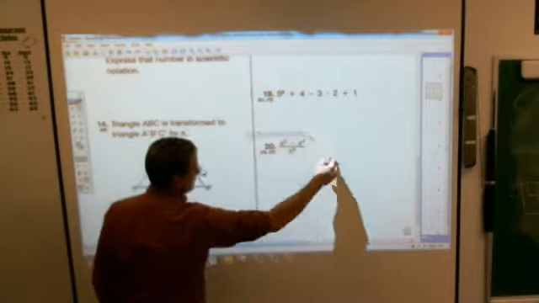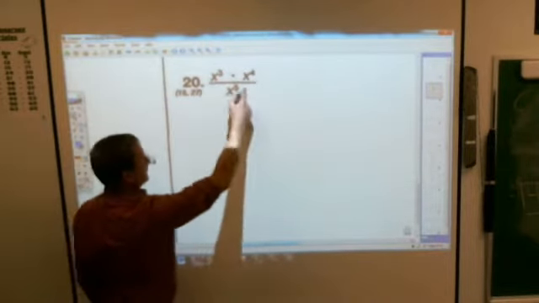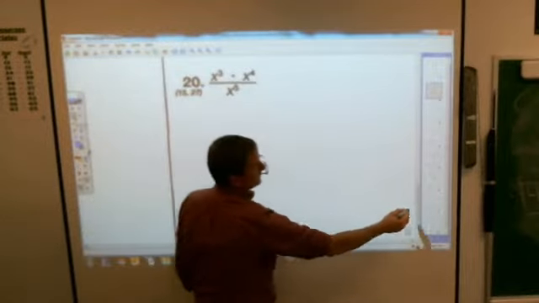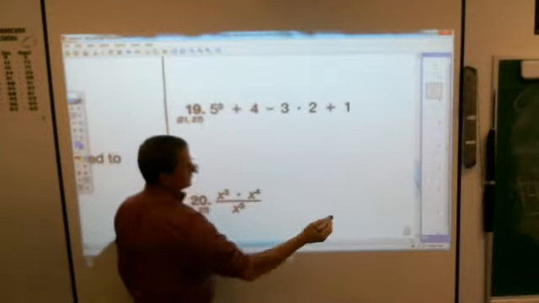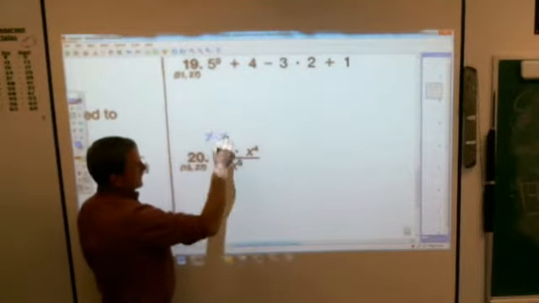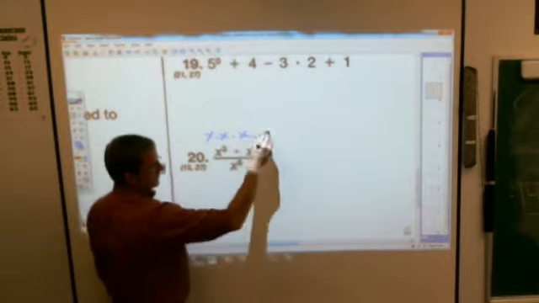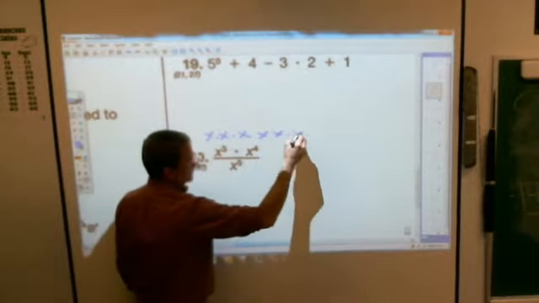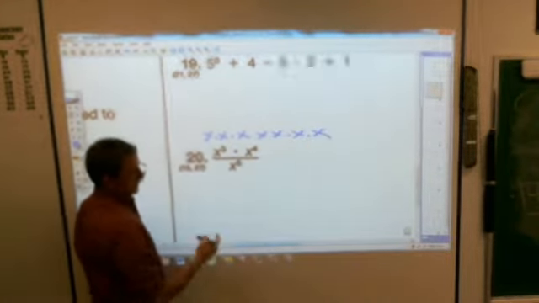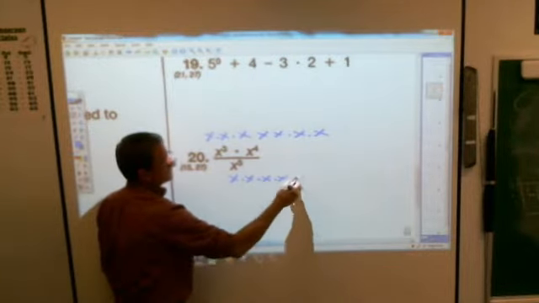Ladies and gentlemen, if I were doing this problem here, there's a lot of different ways to think about it, but I'd probably just do this. X to the third, Aiden, means what? 3 x's times themselves? Yes? No? So x to the third is x times x times x. X to the fourth is x times x times x times x. And x to the fifth is 5 x's times themselves.